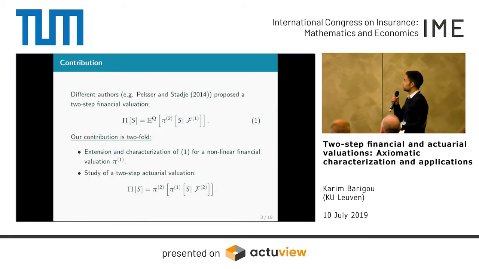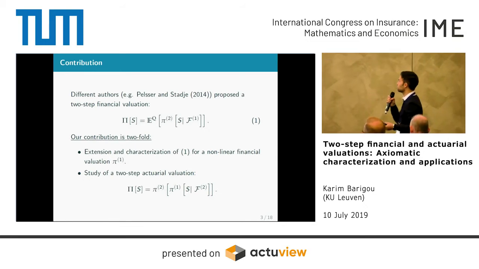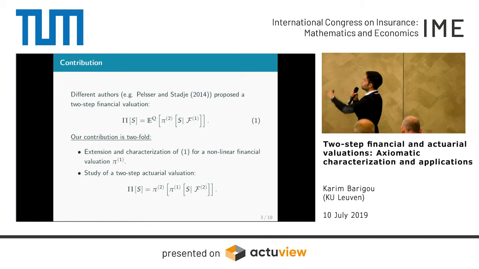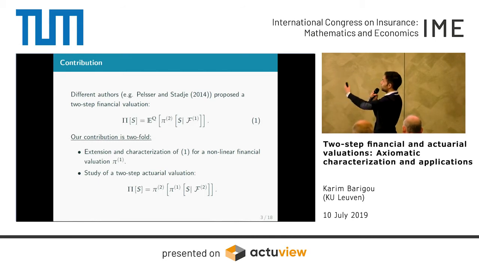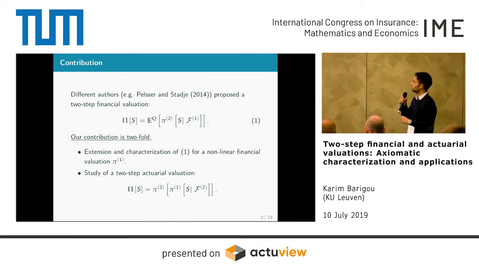If you look at the literature on valuation in incomplete markets, what is usually done is to perform a two-step valuation. The idea is to condition on F1, the financial risk, then you apply Pi 2, a classical actuarial valuation, and because you condition on F1, in some sense you are projecting on the financial space, and then you apply an expectation under Q. For instance, you can have a look at Pelsser and Stadje, who propose a two-step valuation.